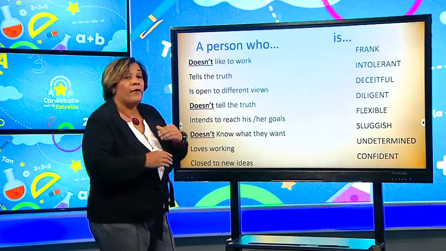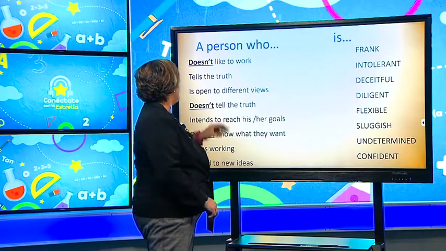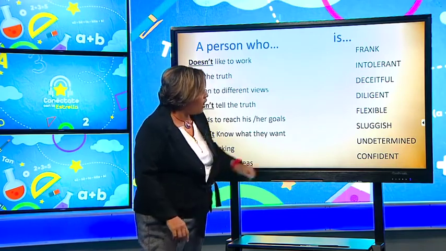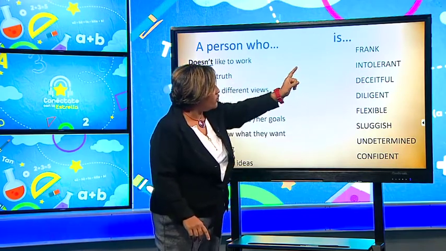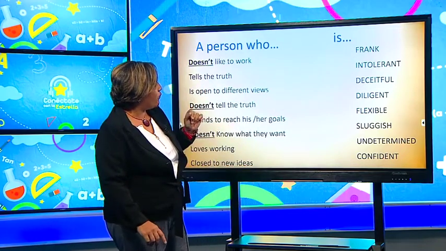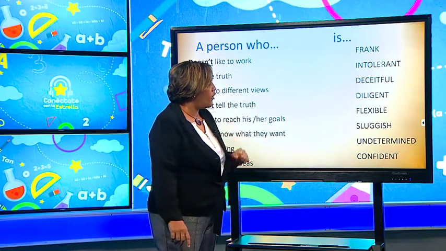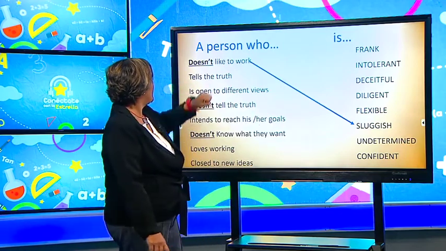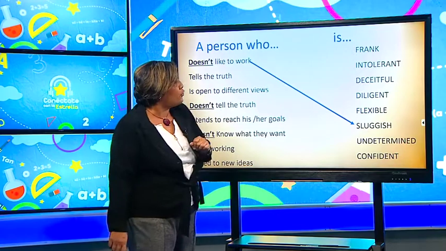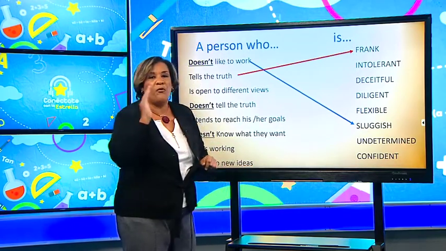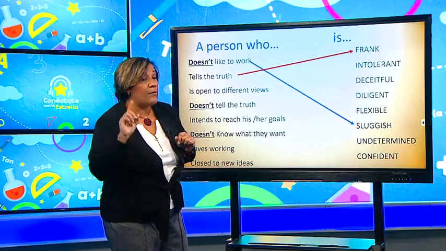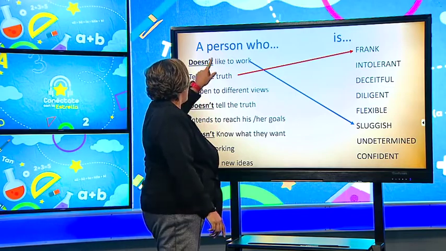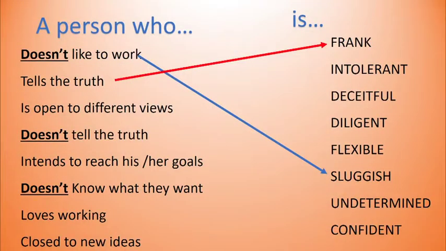Okay, so we have other personality traits. A person who doesn't like to work, we have frank, intolerant, deceitful, diligent, flexible, sluggish, undetermined, and confident. And a person who is sluggish is a person who doesn't like to work. A person who tells the truth is a person who is frank. And it's not Frank the name, remember, it's frank. A person who is open to different views, open. So it's a flexible person.